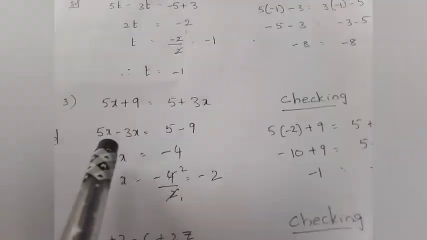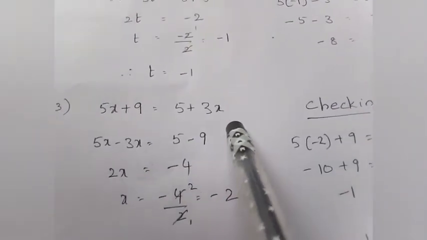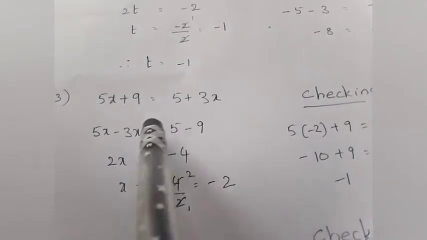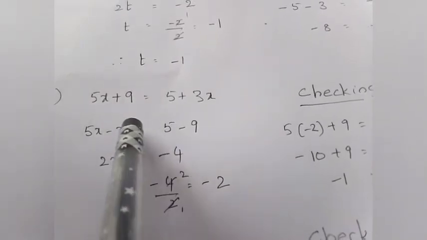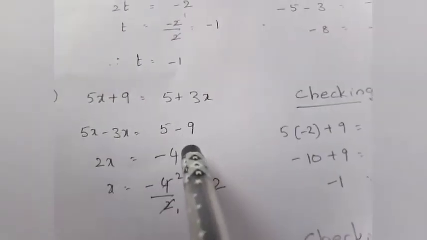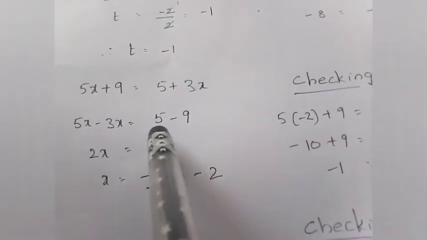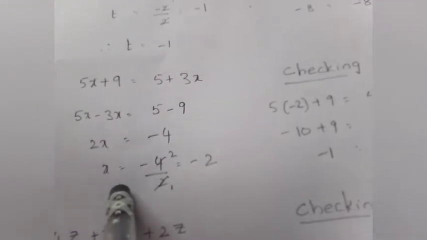Next, come to the third one. 5x plus 9 is equal to 5 plus 3x. The solution: I am bringing this 3x to this side, it becomes minus 3x. 5x minus 3x is equal to 5. Plus 9, when going to that side, becomes minus 9. So 5x minus 3x is equal to 2x. And 5 minus 9 is equal to 4; because the greater value is 9 and the symbol is minus, I am taking this as minus 4. x is equal to minus 4 by 2. 2 2s are 4. So x is equal to minus 2.